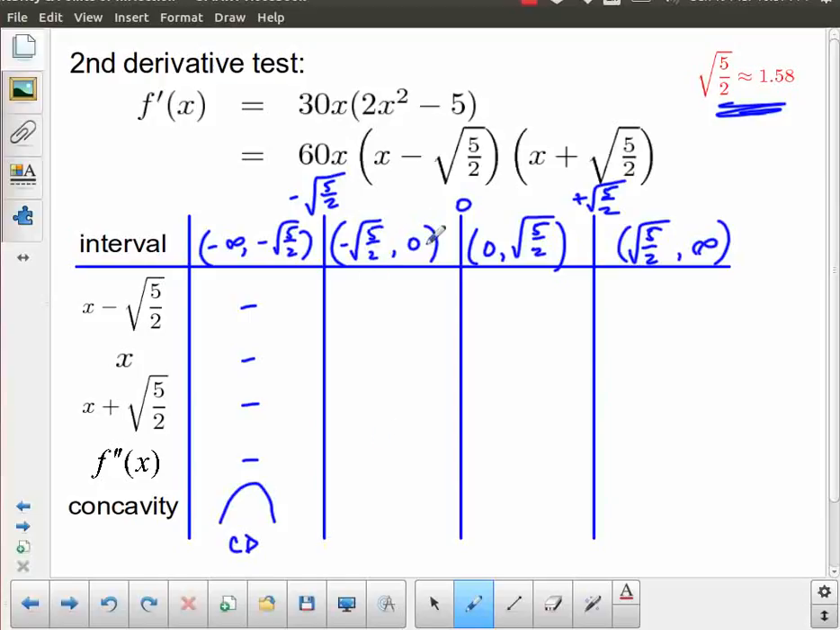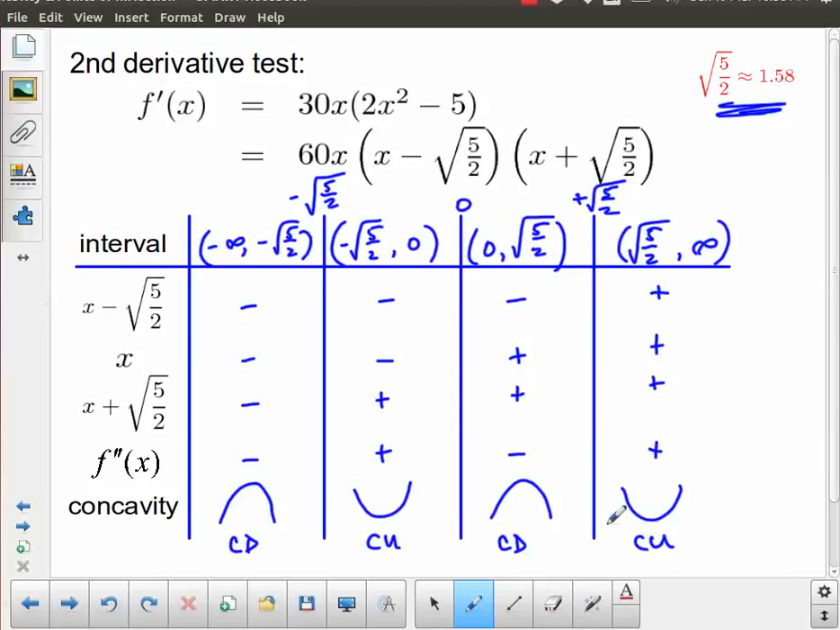From negative root 5 over 2 to 0, I'm going to have a negative here. I'm going to have a negative here, but this one is actually going to be positive. So the overall is going to be positive, which means I'm going to get concave up. Here, I still have a negative, but now I'm into positives for both of these. Multiply those together gives me a negative, which is concave down. And finally, I have here, they're all going to be positives. And so that means my product of them is going to be positive, and that's going to be concave up.